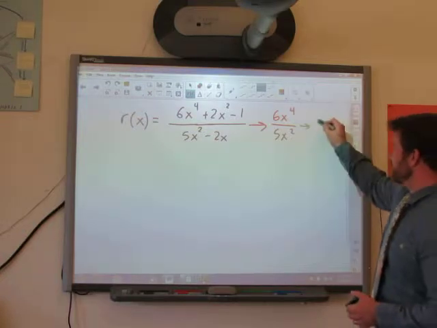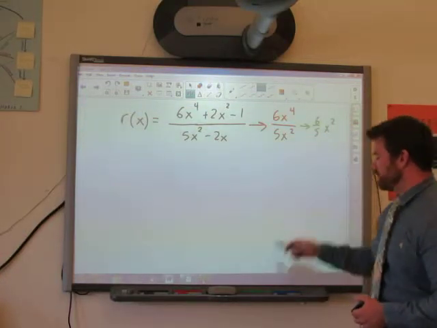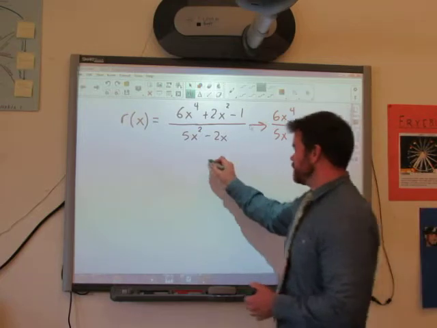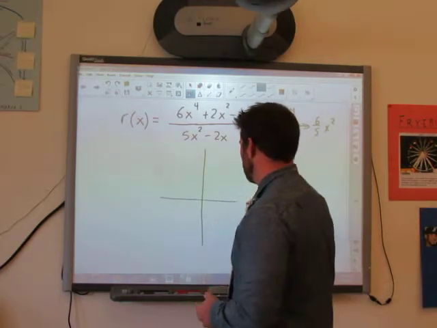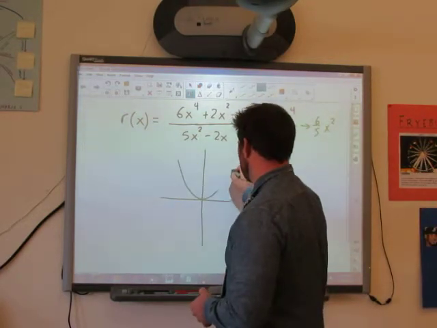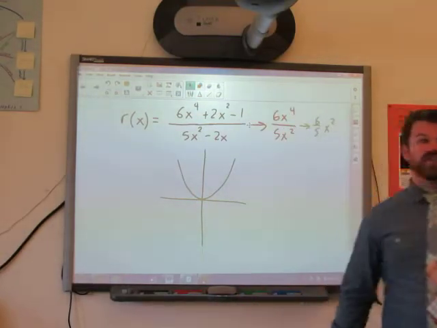6/5 x squared. So the general shape of this is going to look roughly like a parabola, with some holes in it.